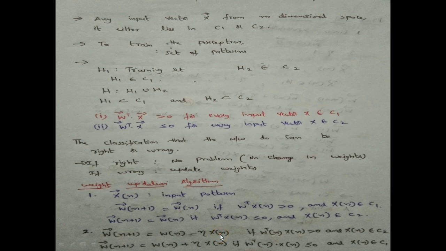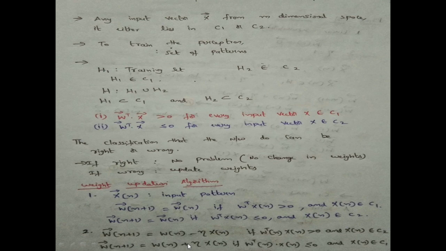For the same thing, if the input vector X of n belongs to class C1 and if W transpose of n into X of n is less than or equal to 0, obviously under this condition also we have to update the weights. That is, W of n plus 1 is equal to W of n plus eta into X of n. So you may see how we have taken the minus here and plus here.